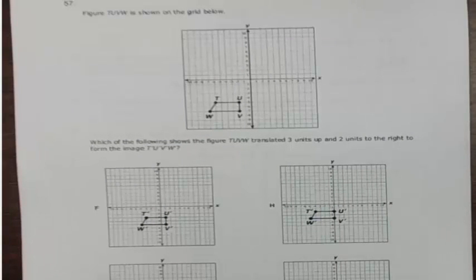Number 57. Figure TUVW is shown on the grid below. Which of the following shows the figure TUVW translated 3 units up and 2 units to the right to form the image T prime, U prime, V prime, W prime?